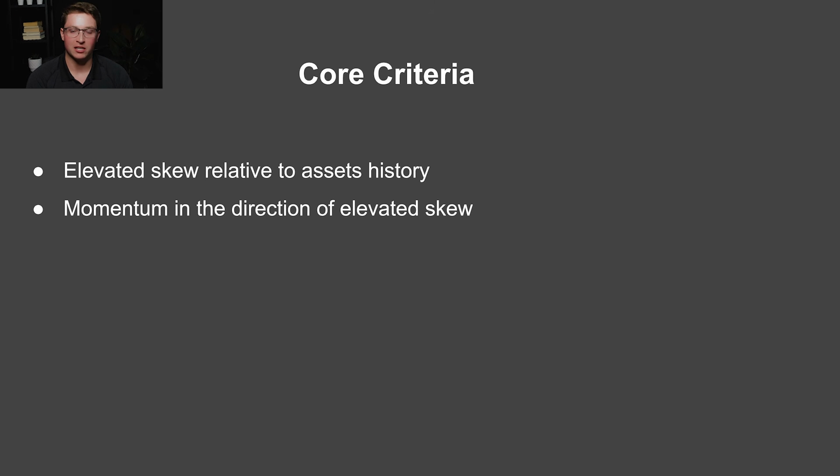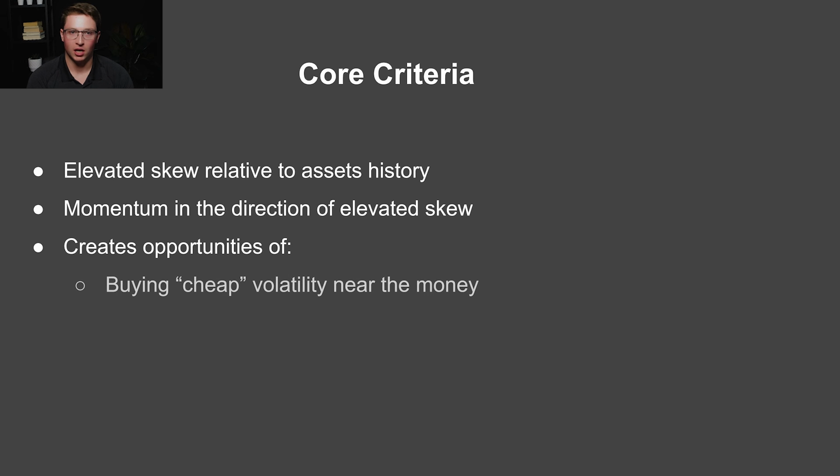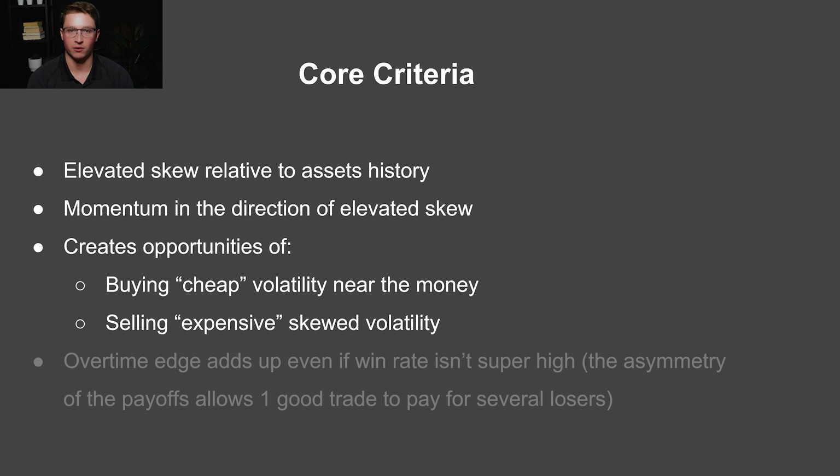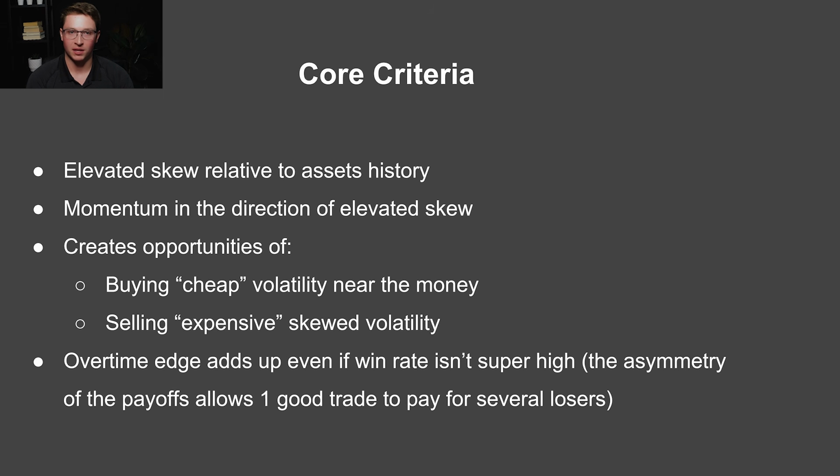We also look for momentum in the direction of skew. A bullish setup, meaning positive momentum, pairs well with call skew. For bearish setups, the logic is reversed. Use put skew and negative momentum. This creates trades where you're buying cheap volatility near the money and selling expensive skewed volatility further out. Over time, this edge adds up, even if the win rate doesn't tend to be that high.